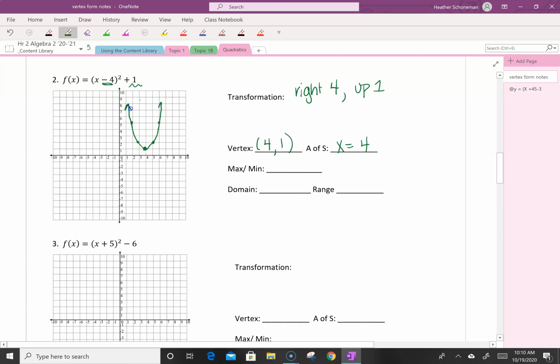And there is my parabola. This vertex right here, because it's at the bottom, is a minimum, and it's a minimum at the y-coordinate, which is 1. All these have a domain from negative infinity to infinity, and the range, you have nothing up until you get to 1, and then it goes on to infinity.